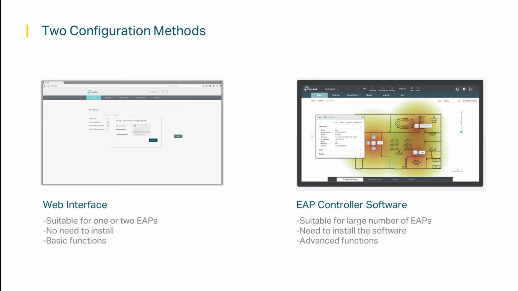There are 2 ways to configure the EAPs once they're connected to your network: via web interface or via EAP Controller software. If you only have 1 or 2 EAPs, then the web interface should be suitable. The web interface only lets you configure and manage 1 EAP at a time. If you have a larger number of EAPs, however, then we recommend using the EAP Controller software, since you can configure and manage multiple EAPs at the same time quickly and easily.